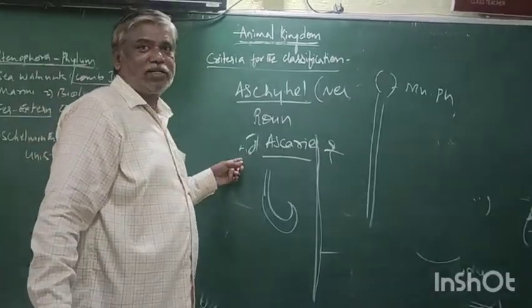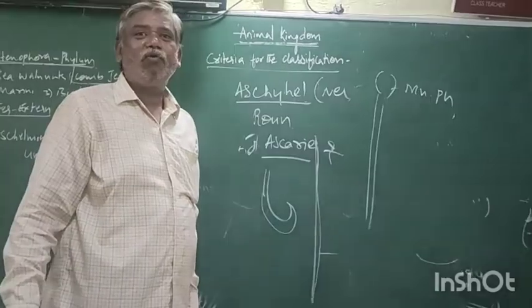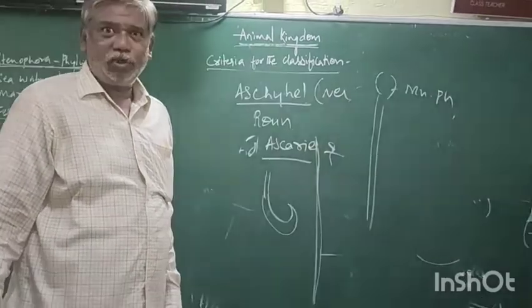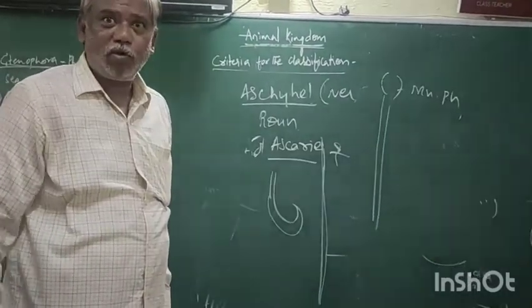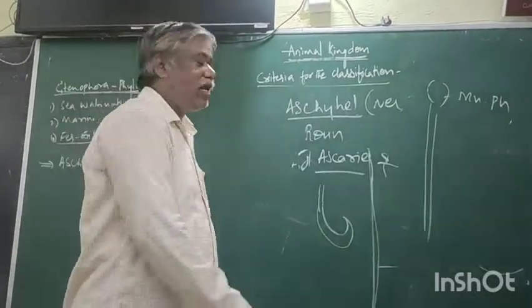Examples: Ascaris, hookworm, Ancylostoma, Wuchereria, Brugia, filarial worm, Enterobius, threadworm. These are the examples of Aschelminthes. Now come to the Annelida.